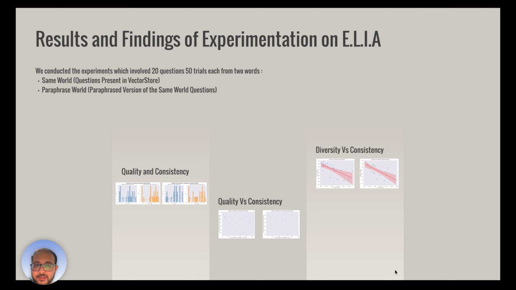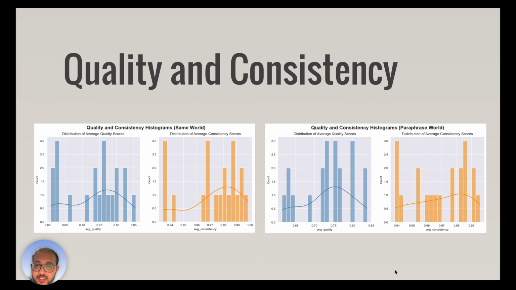We also did some experimentation where we consider 20 questions and 50 trials, with the same-word questions, which are questions already present in the vector store, and paraphrased versions of those questions. As for quality and consistency, we can see that in both cases the numbers are on the higher side, which is good.